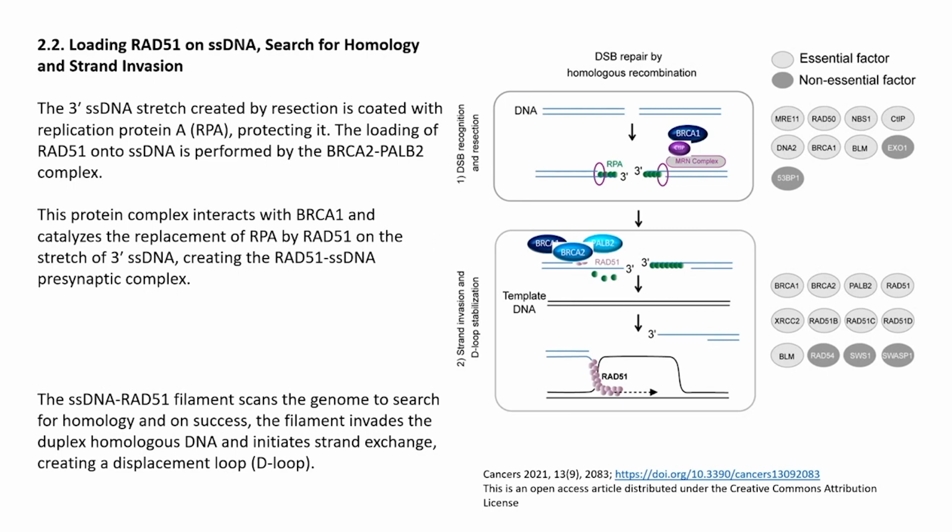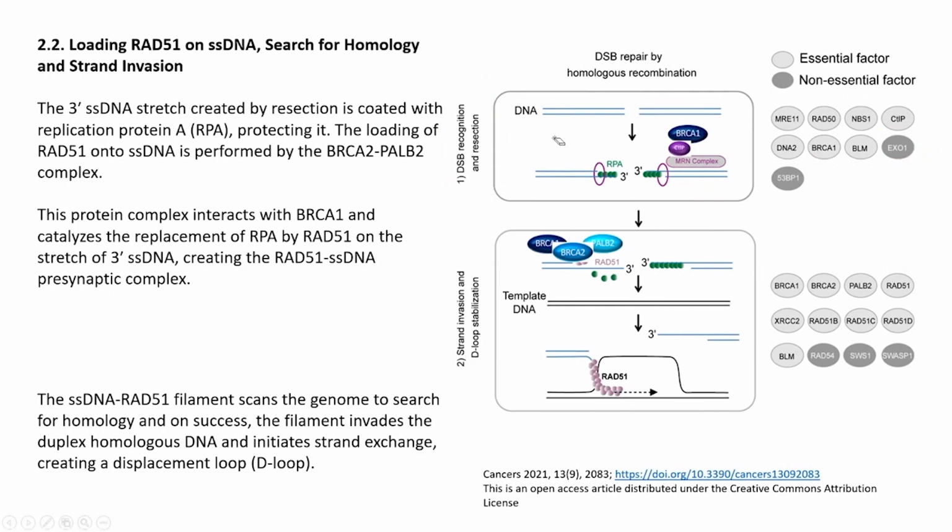The ssDNA RAD51 filament scans the genome to search for homology, and on success the filament invades the duplex homologous DNA and initiates strand exchange, creating a displacement loop. So, you can see here the events taking place sequentially. First, there is DSB recognition and resection, and here are the essential factors for this particular step, and these steps are not essential in this stage.